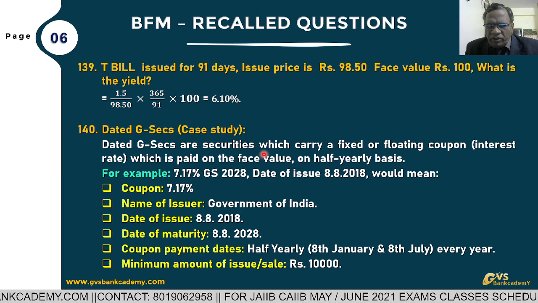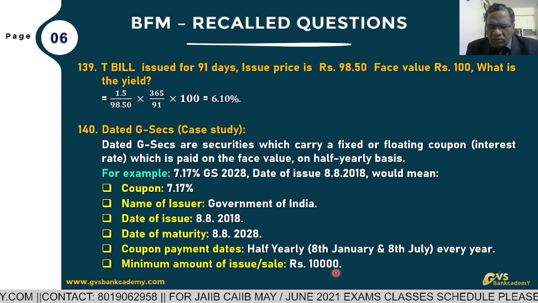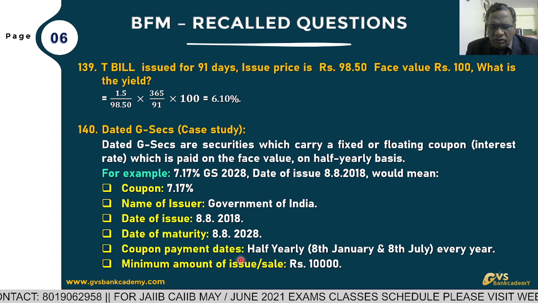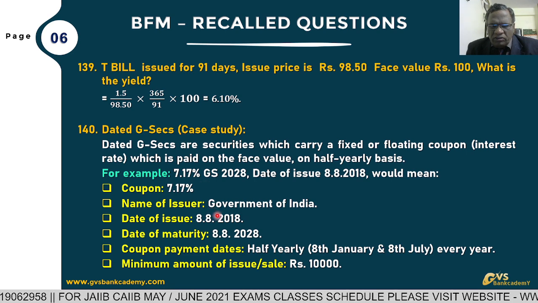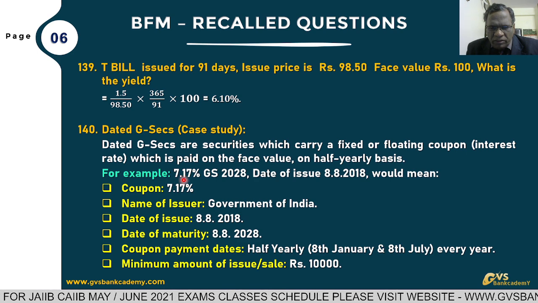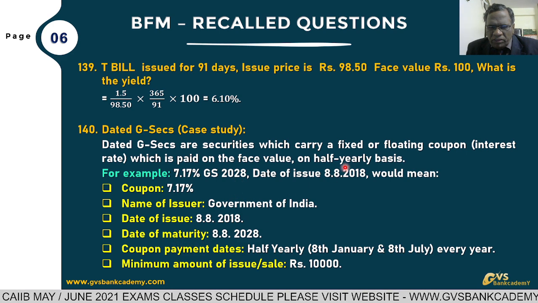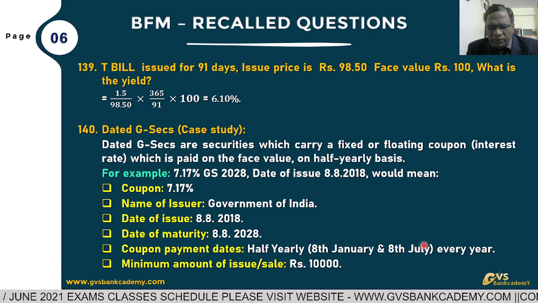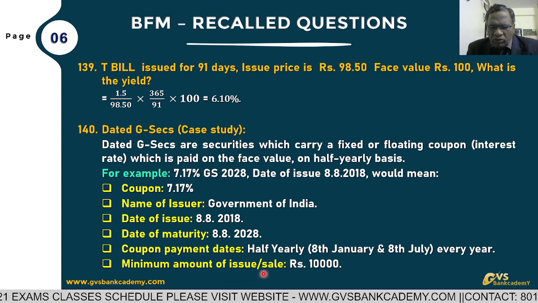And normally in Government of India bonds the minimum investment is 10,000. The minimum amount of issue or sale is 10,000 rupees. Whatever government securities there are, these securities are used by banks for SLR purposes. Whatever the banks are investing in G-secs is used for SLR purposes. So it is a simple question, but you have to understand it. The coupon is 7.17% on GS 2028, it will mature on this date, and the coupon is paid half yearly, normally January 8th and July 8th every year. No TDS on these bonds. These bonds are eligible for SLR. The minimum amount of issue is 10,000.